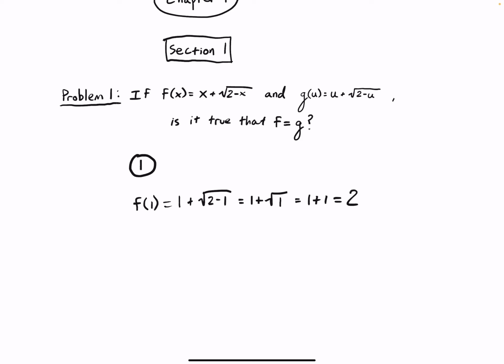So what if we do that with g? Well, g of 1 is equal to 1 plus the square root of 2 minus 1, and that gives us 1 plus the square root of 1, which is also just 2. So, we can't rule out immediately that it's not true, so we have to do some more steps.